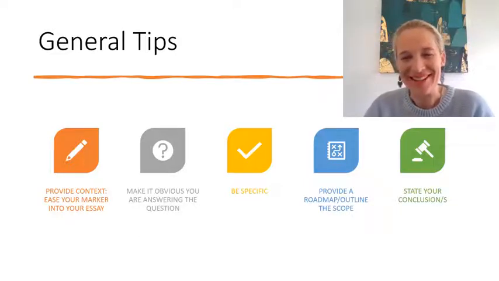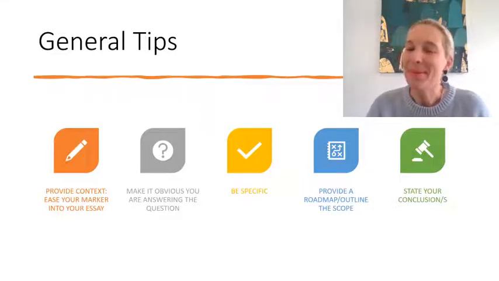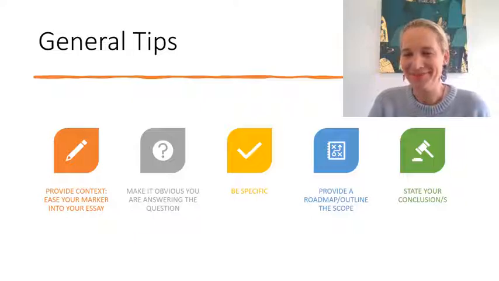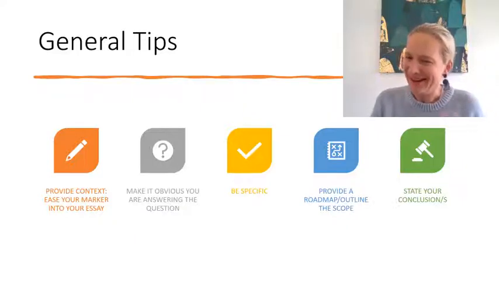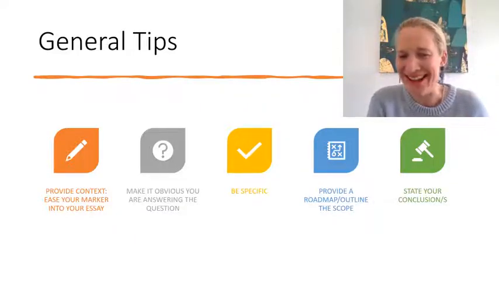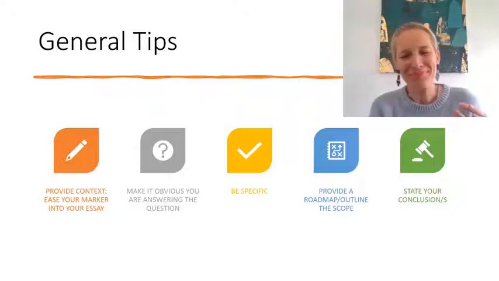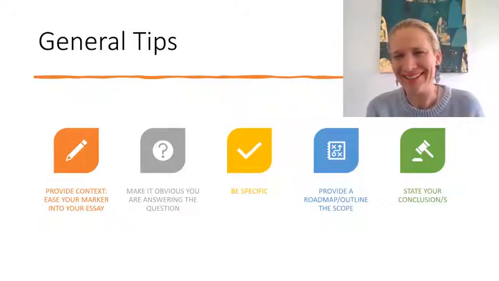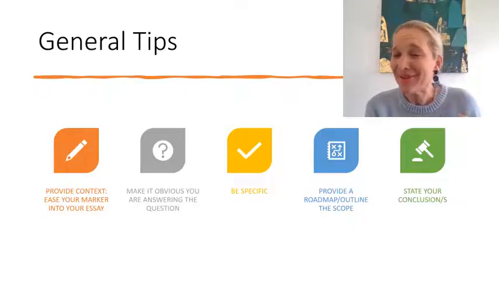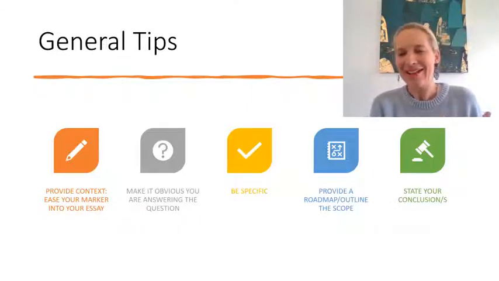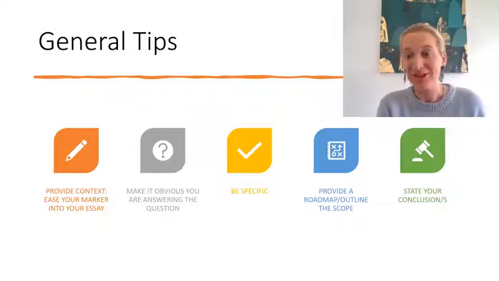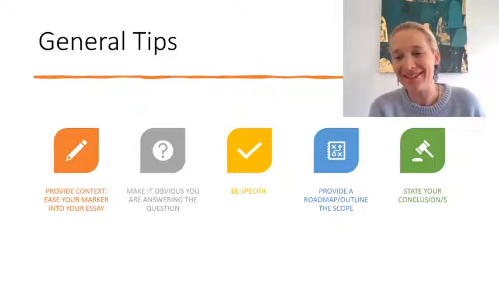Then in terms of our next tip, tip 2, make it obvious you're answering the question. Now, this might be itself an obvious thing to say. However, probably, I don't know, at least a third of the papers that I read don't directly answer the question in their introduction. And so, as a result, their thesis isn't being clearly expressed and or linked back to the question they've actually been asked to answer.